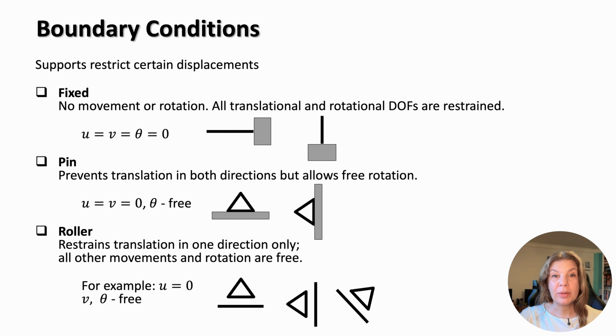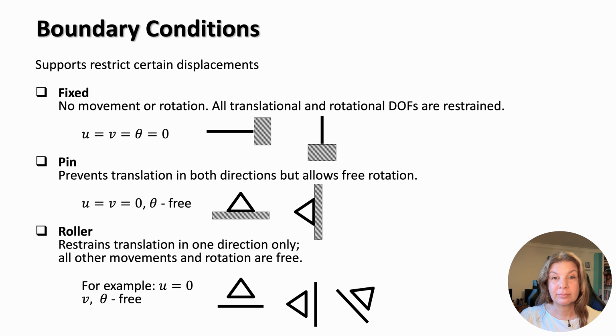Before solving the structure, we must apply boundary conditions. These come directly from the supports. Each support type restricts certain degrees of freedom. A fixed support restrains all movement and rotation. A pinned support prevents translation in both perpendicular directions but allows free rotation. And a roller support restrains translation in only one direction while allowing movement and rotation in the others. These restraints are applied by setting the corresponding displacements in our displacement vector D to 0. The boundary conditions define how the structure interacts with its surroundings and ensure that the analytical model behaves exactly like the real structure.